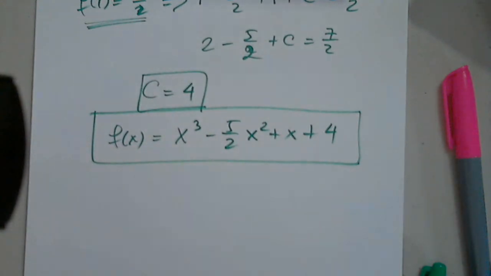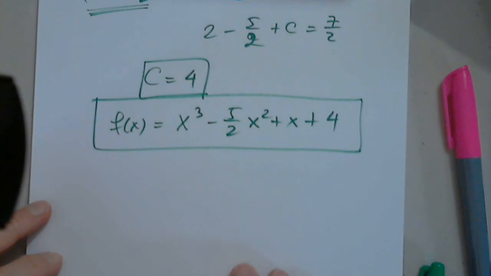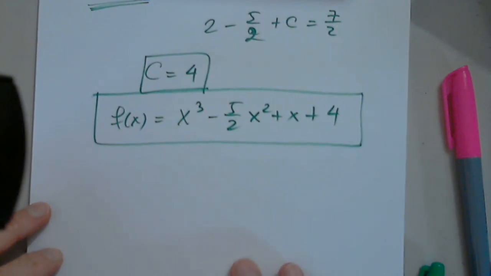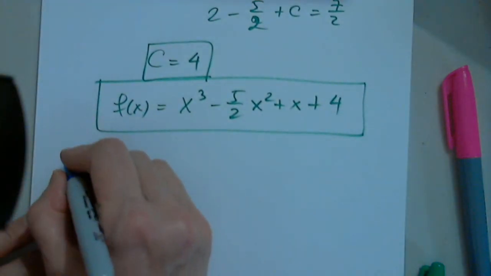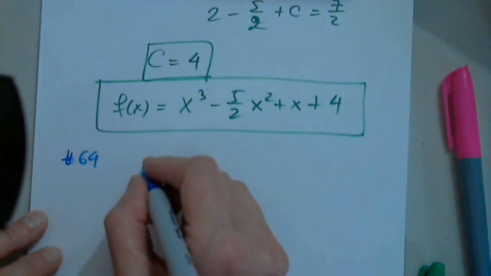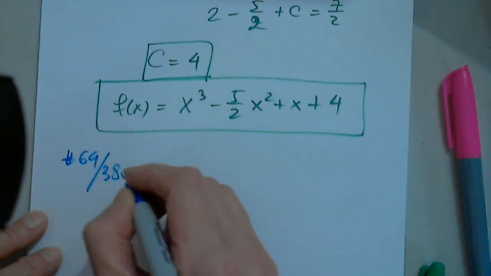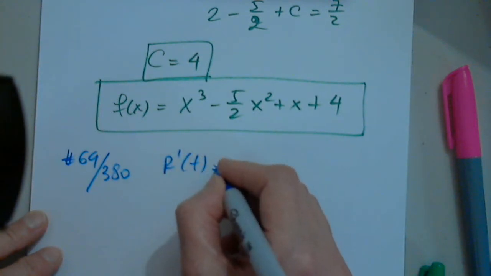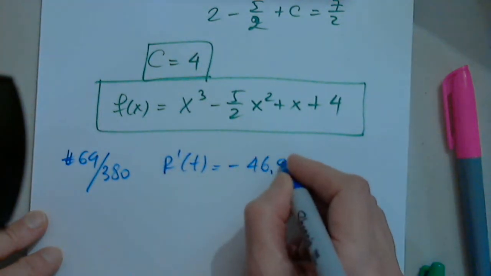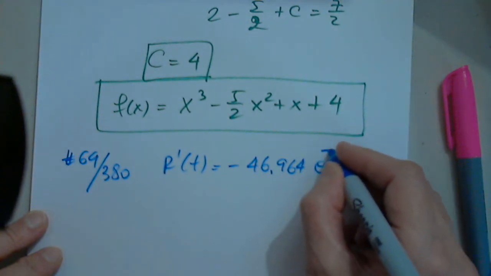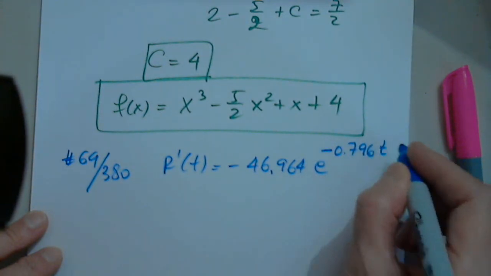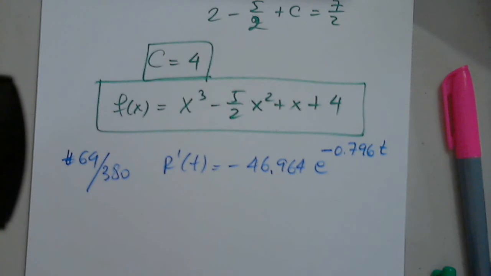So the rate of change in Tricia's pulse in beats per minute, t minutes after she stops exercising is given by. So this is 69, and this is page 380. So r prime of t equals negative 46.964 e to negative 0.796t. Perfect. Find r of t if Tricia's pulse is 78 beats per minute, 2 minutes after she stopped exercising.